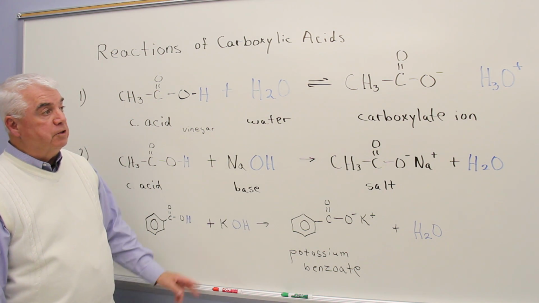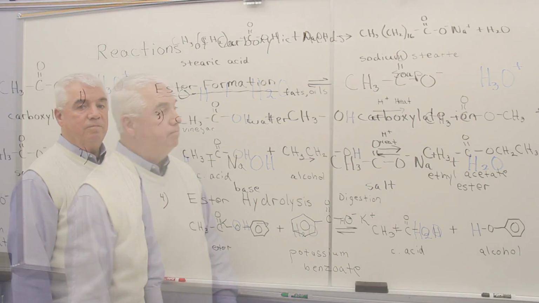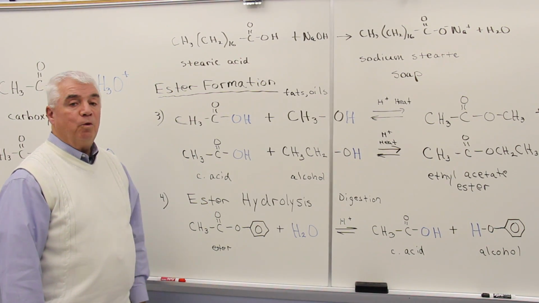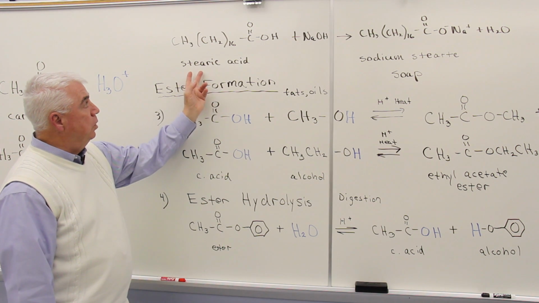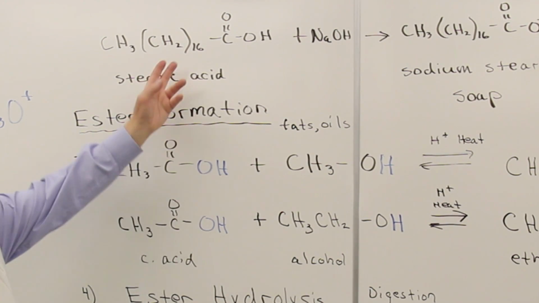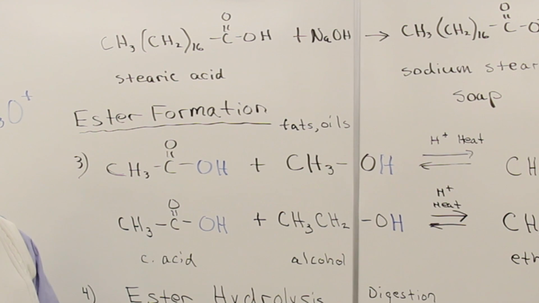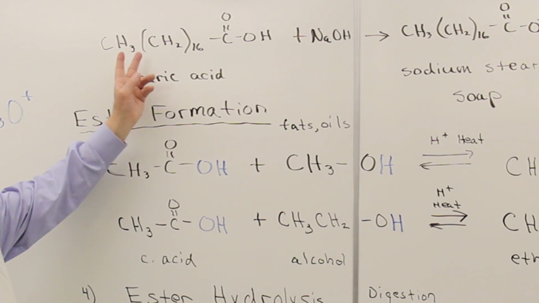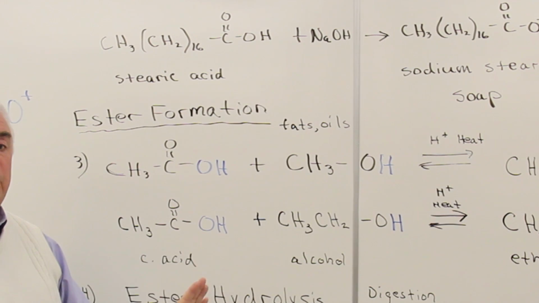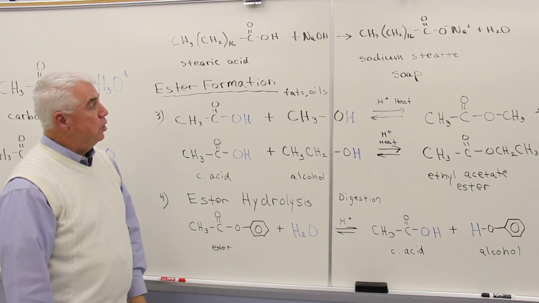Let's look at another example of this reaction. Here's a long chain carboxylic acid that we'll encounter in biochemistry. It's called stearic acid. That's its common name. And the parentheses with the 16 after it indicates a long chain. In other words, we'd have 16 CH2, CH2, and so on.